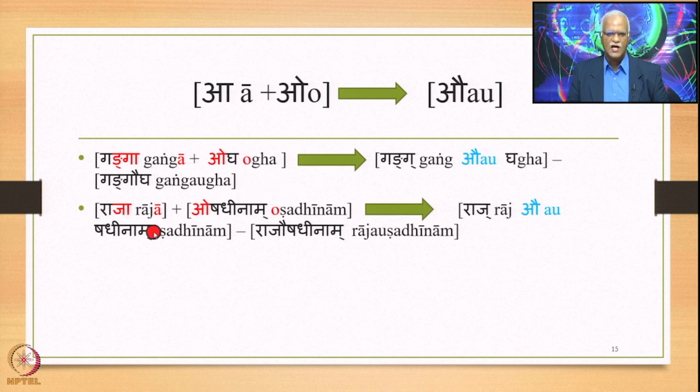Similarly, when we have Raja plus Oshadhinam, these are two separate padas. This is part of the sentence where we have A coming at the end of this first pada and O coming at the beginning of this second pada. So we have A plus O, 6188 applies and we have the output Raj, Au and Shadhinam. When we join them together, we get Rajaushadhinam.